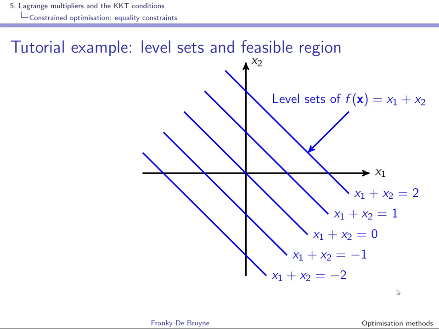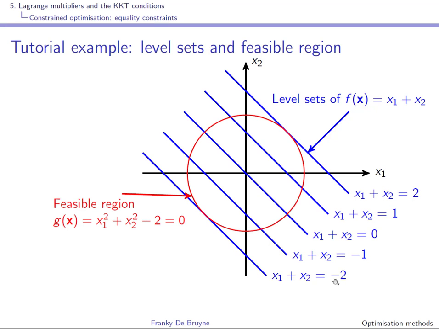So we can start by representing the level curves of f of x equal to x1 plus x2. Since f of x is a linear function, these level curves are lines, okay? And you can see level sets associated to the values 2, 1, 0, minus 1, and minus 2. What we can also show is the feasible region, shown here in red, which corresponds, as announced before, to a circle centered at 0 with a radius square root of 2.